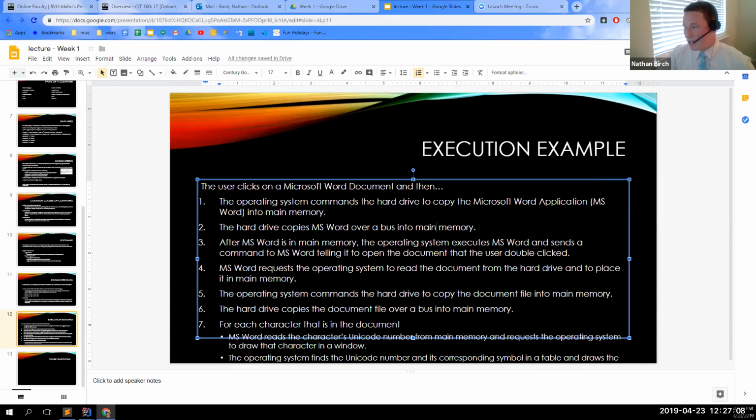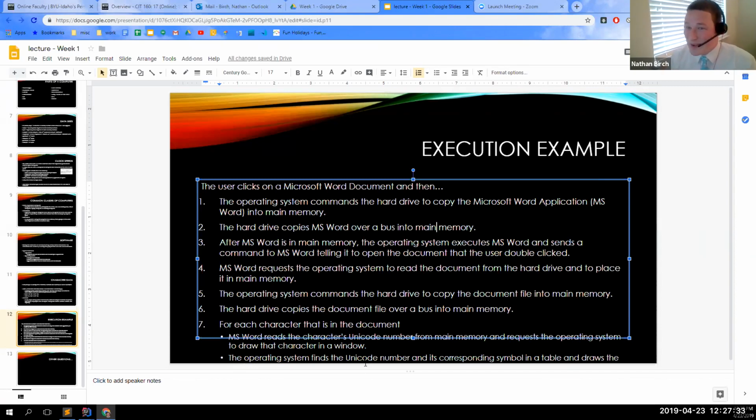The hard drive copies the document over the bus into main memory, and then for every character in the document, it does two things. Microsoft Word reads the character's Unicode number from main memory and requests the operating system to draw that character in a window. Then the operating system finds the Unicode number and its corresponding symbol in a table and draws the symbol in the window for the user to see.